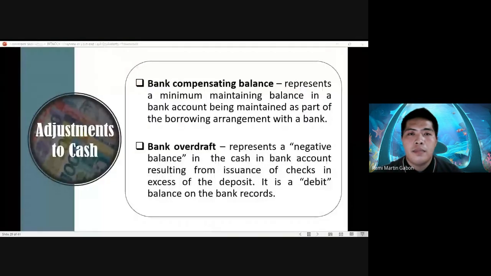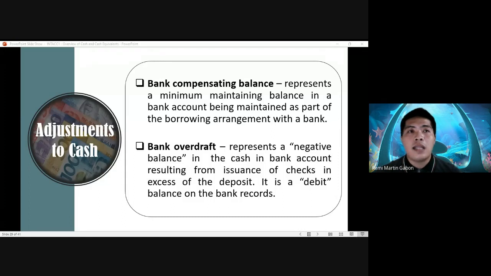Ayan. So yan, for bank compensating balance, ginawa ko itong example sa inyo eh. Again, bank compensating balance, minimum maintaining balance in a bank account. But what we are focusing here for bank compensating balance, it is an amount being maintained for the account under a borrowing arrangement with the bank. Okay? Ibig sabihin, pag naglo-loan, yun yung focus natin dito sa bank compensating balance.